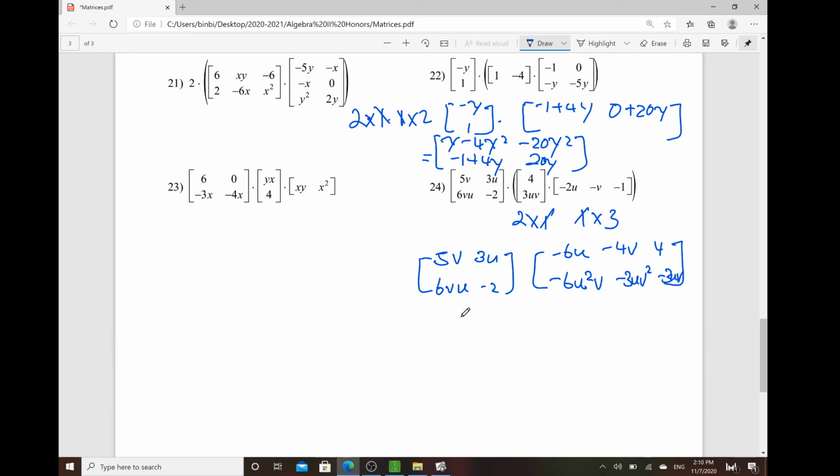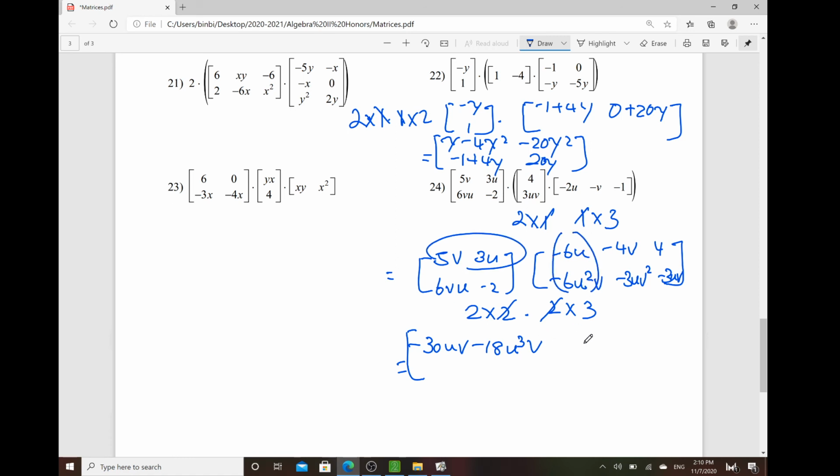So this one is 2 by 2. And the one that we just found, this one is 2 by 3. So that means the resulting matrix is going to be 2 by 3 again. So rows times the first column. So 6v times negative 6u, so negative 30uv. 3u times negative 6u squared v. So minus 18u to the power of 3 v.